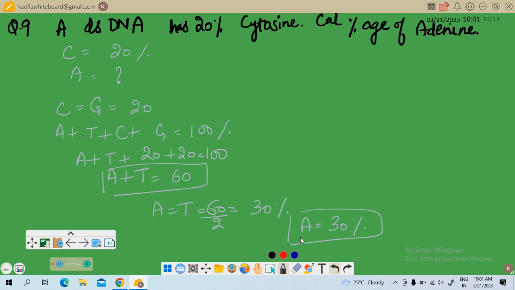Okay, so they were asking to calculate the percentage of adenine. If adenine is equal to thymine, so A is 30, thymine will also be 30, and A plus T will be 60. Since they only asked about adenine, adenine will be 30%.